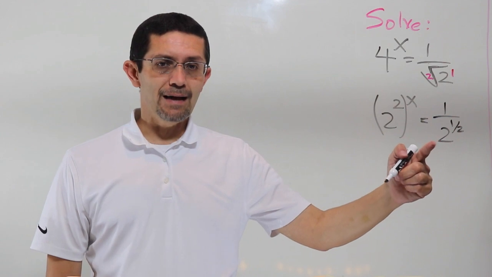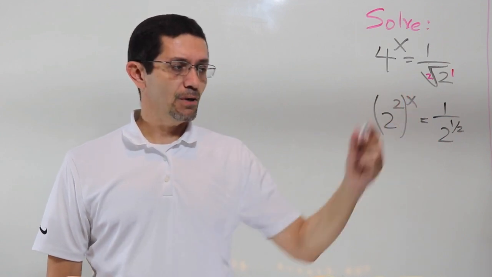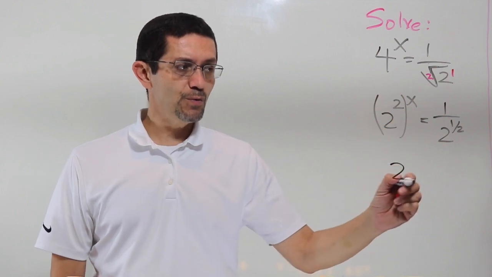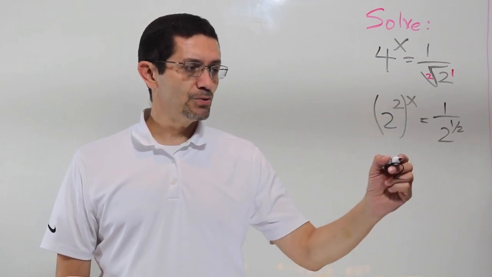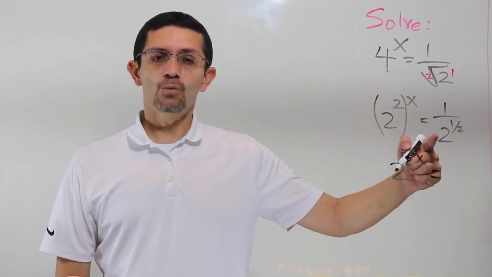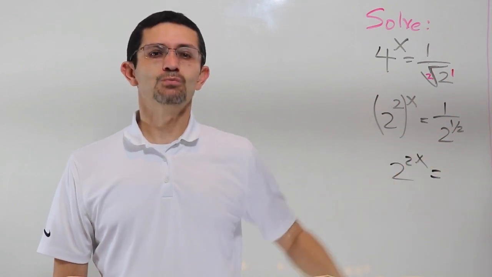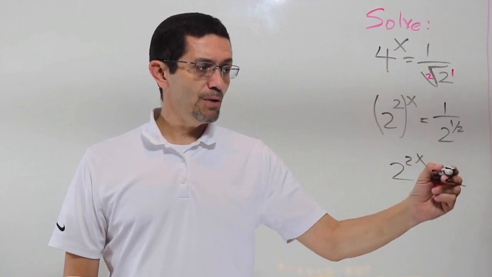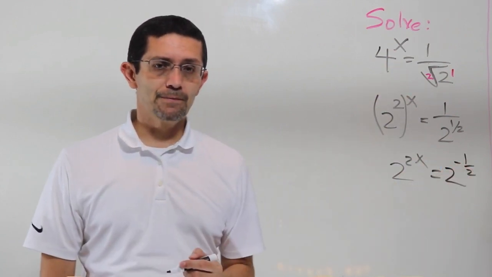Now I need to bring that to the top. So here I have a power of a power, 2 exponents. What do I do with them? Multiply them. So 2 times x is 2x. On the other side, that 2 to the 1 half that is on the denominator, I need to bring it to the top. Because I'm moving it to the top, the exponent becomes negative.